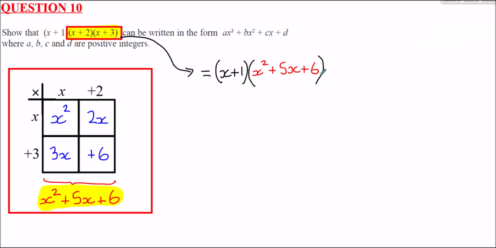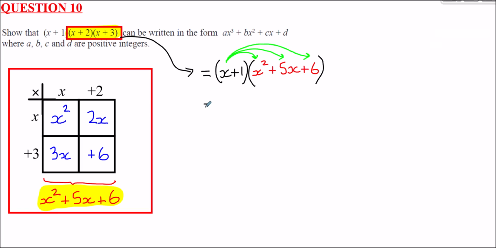Now we've got to this stage, we just multiply the x by everything on the inside of this red bracket and then do the same with the 1. And we could do it using this box method as well. In case you're more familiar with FOIL, I'll show you an adaptation of FOIL which will work. We just take each thing in turn and multiply it by what's in the second bracket. So to start with, if I take the x, I need to take that x times it by x squared, times by 5x, and finally times by 6.